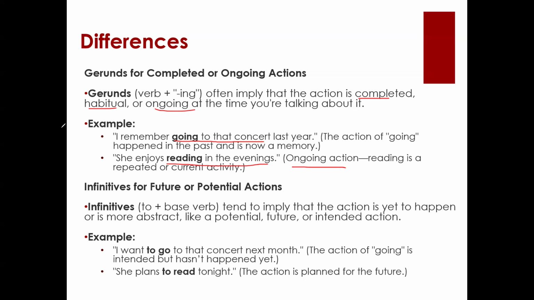Now, for infinitives, like we've stated before, it is used for future or potential actions. So they are used to imply that the action is yet to happen, or it is more abstract, like a potential future or intended action. I want to go to that concert next month. So you wouldn't say, I want going to that concert, right? Because next month, it hasn't happened yet. She plans to read tonight. Again, it is for a later plan.